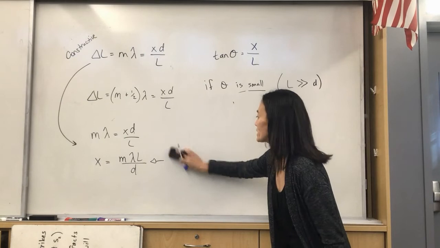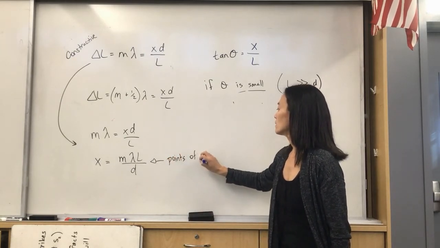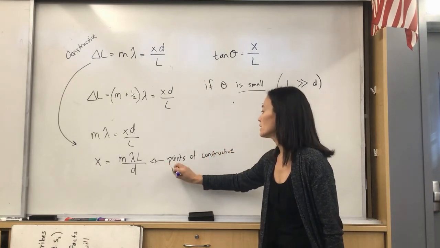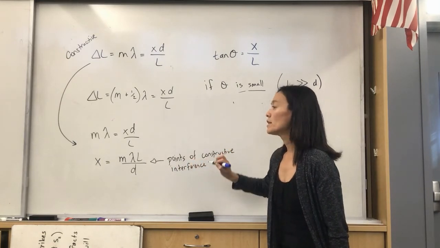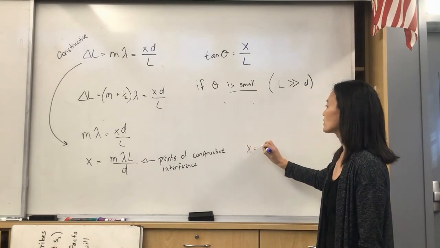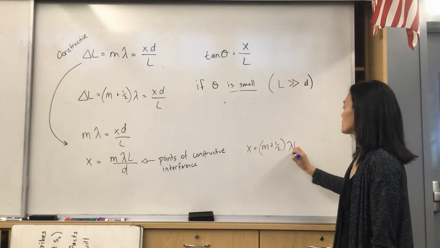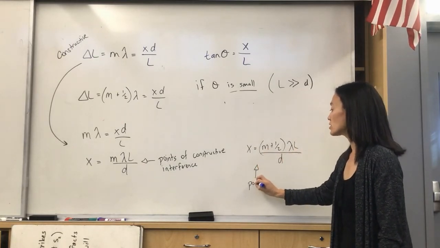I'll say this, points of constructive interference. If it was a point of destructive interference, it would be x is equal to m plus a half lambda L over d. This would give me points of destructive interference.